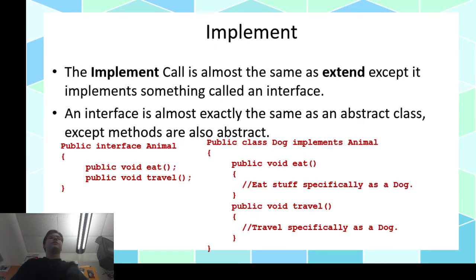Okay, does that make sense? And you can't just implement any class, you have to implement an interface. Wait, you have to override every single method? If you have to override every single method, why do you use an interface?